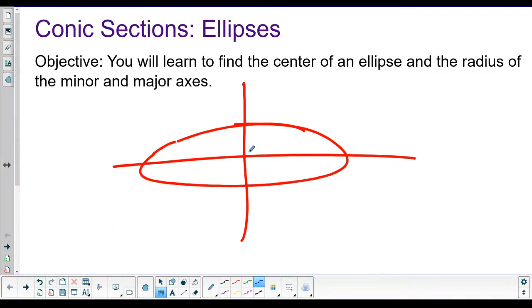The minor and major axes. So minor is just the smaller, right? Small things are minor problems. Major problems are big problems. So you're going to be able to figure out what's the narrowest your oval ever gets and how long your oval gets, and then where is the dead center of that oval. Cool? And that's all you have to do.